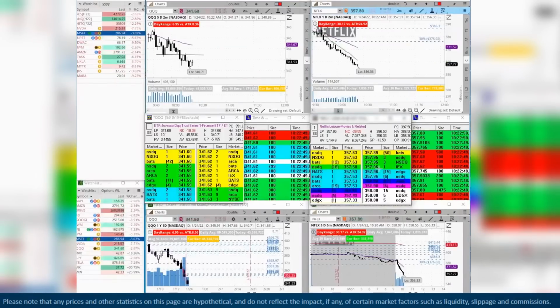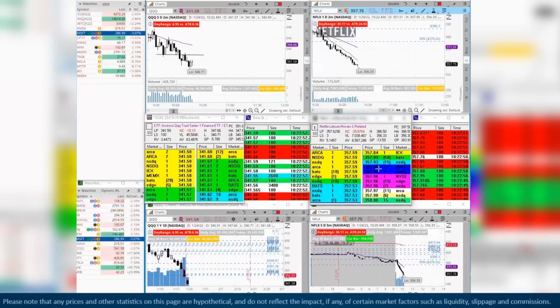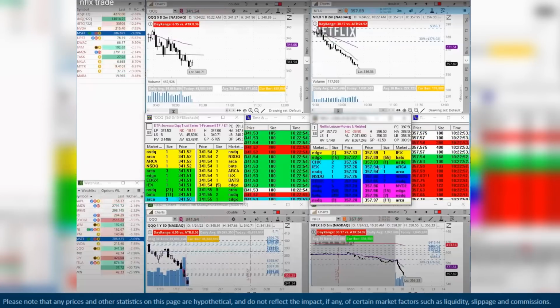You have a ton of green prints going on the time and sales. Pause the tape real quick. What is green? Define green prints.